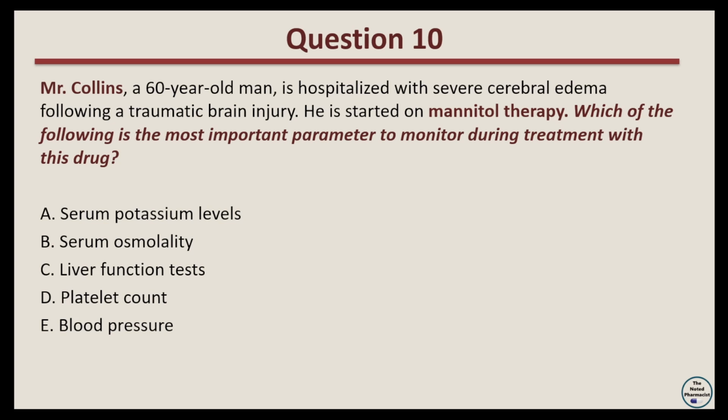Option A, serum potassium levels. Option B, serum osmolality. Option C, liver function tests. Option D, platelet count. Option E, blood pressure.